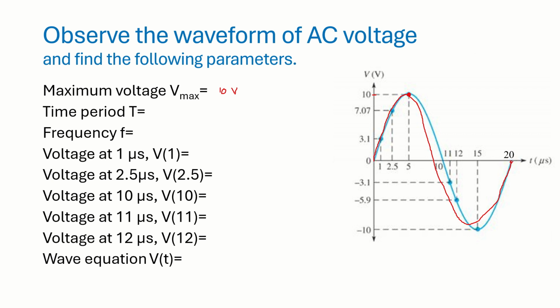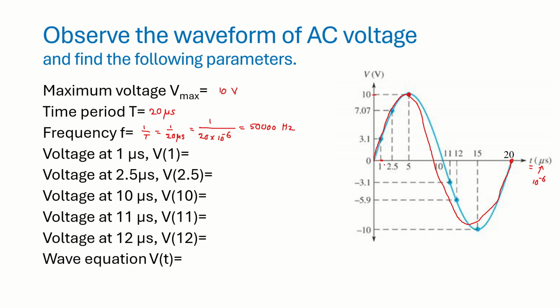The time period, so time period means the time taken to complete one cycle. So, remember here the time is given in micro, micro means 10 to the power of minus 6. So, the time period is 20 microsecond, and then we have to calculate the frequency. Frequency is equal to 1 by time period. So, that is equal to 1 by 20 microsecond, which is equal to 1 over 20 times 10 to the power of minus 6, which is equal to 50,000 hertz.